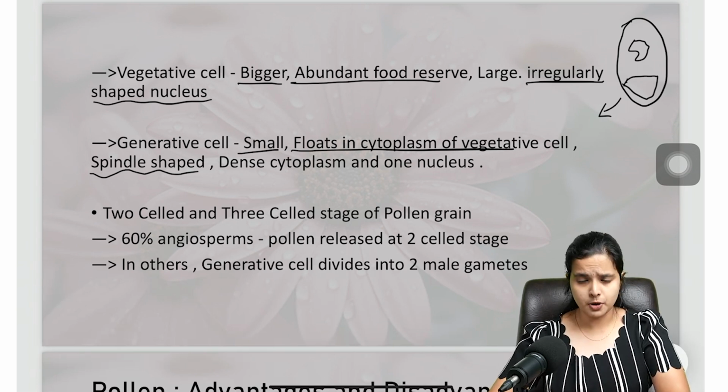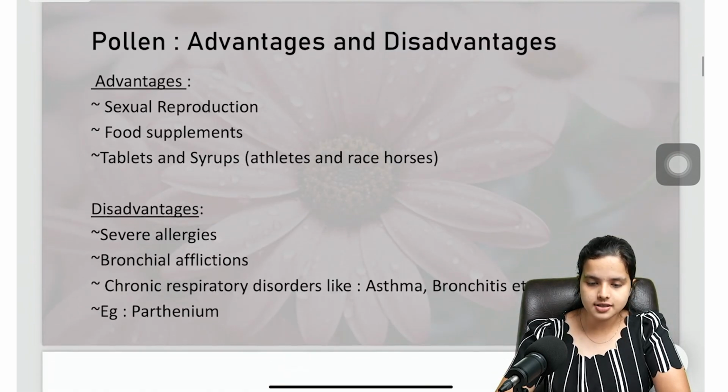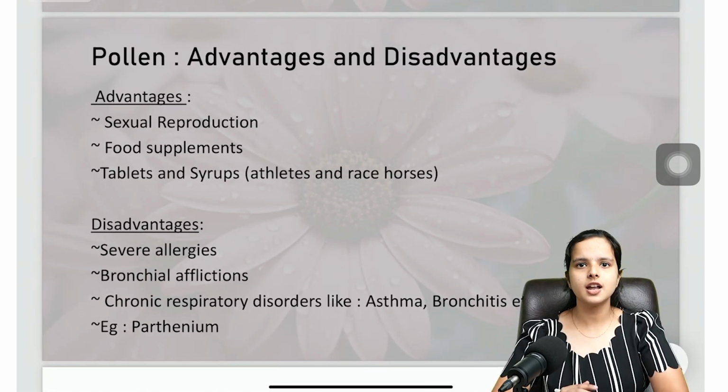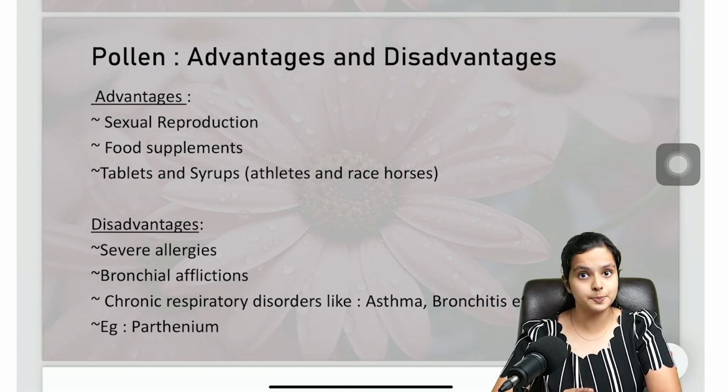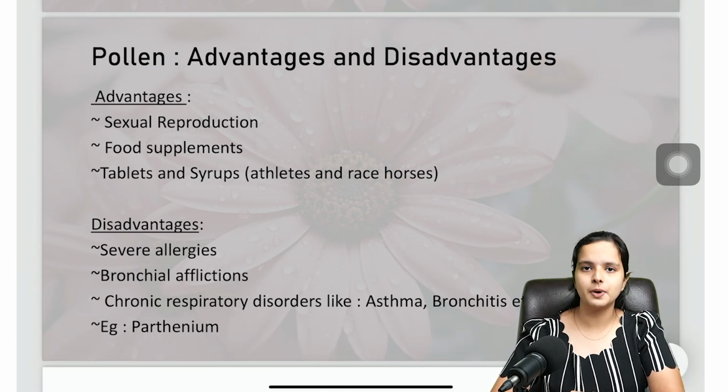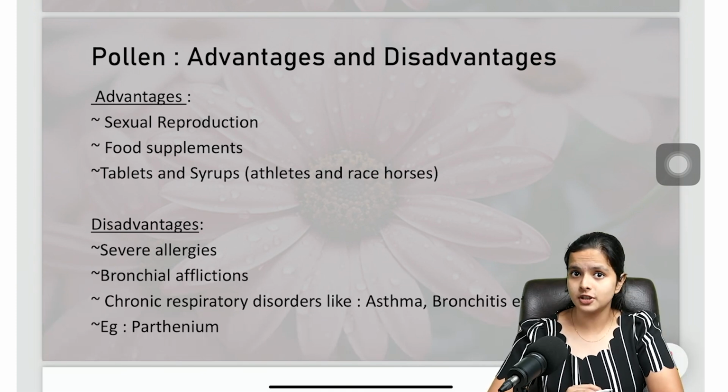Now, as we talk about pollen grains, we should also discuss their advantages and disadvantages. I mean, what are the real uses of pollen grain? Or how does it help a plant, in reproduction to be exact? How does it help a plant? Are there any disadvantages to a pollen grain? Let's see.